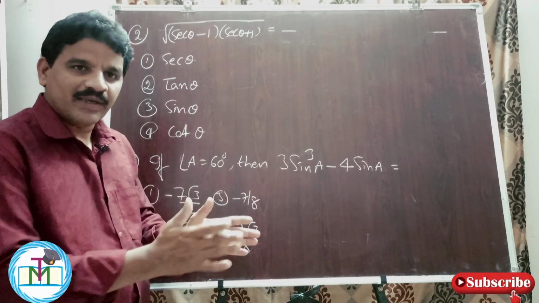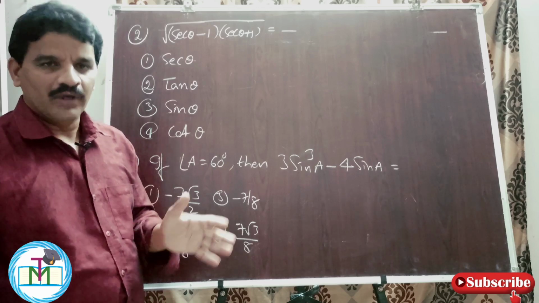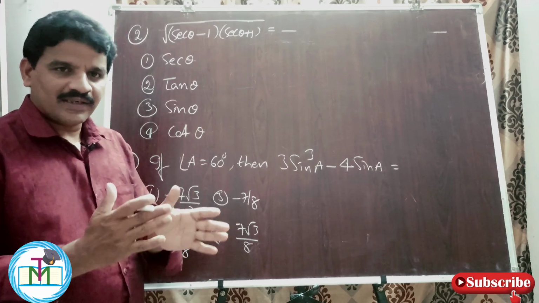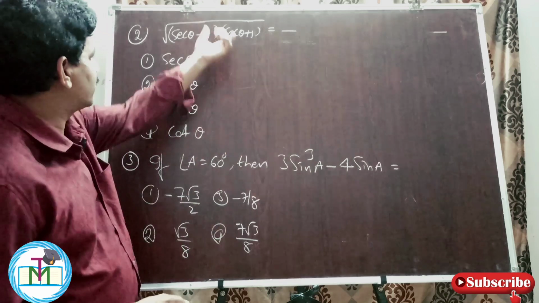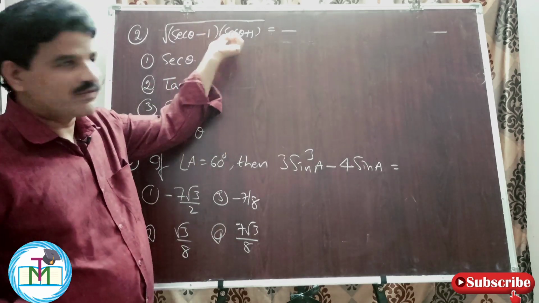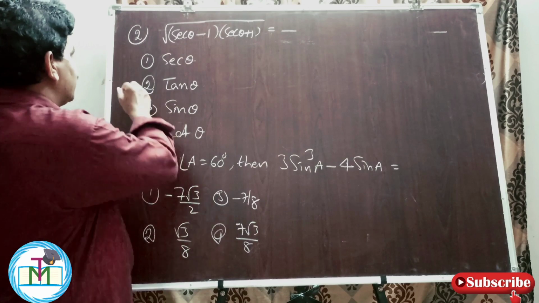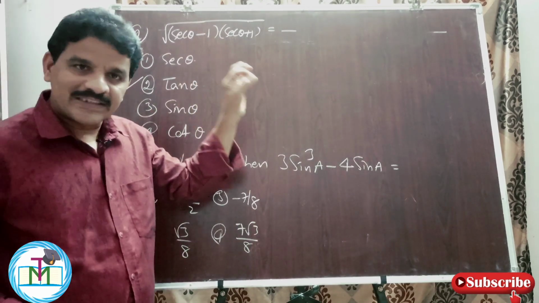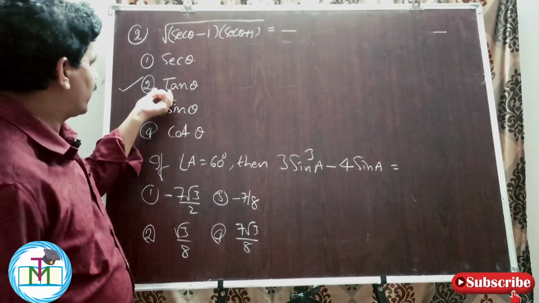Similarly, secant square theta minus tan square theta is equal to 1. So secant and tan theta form one pair. Therefore, for the secant expression, secant square theta minus 1 is equal to what? Tan square theta. So the square root gives tan theta. Option 2 is the right answer. So without doing any simplification or calculation, you can get the answer.